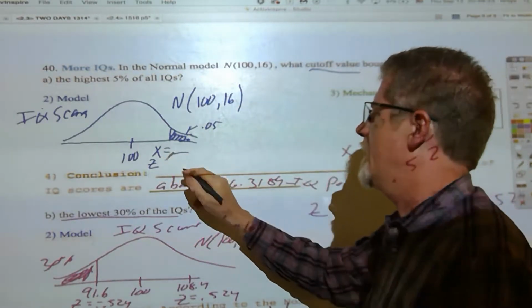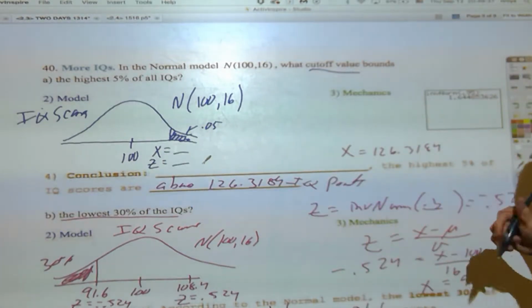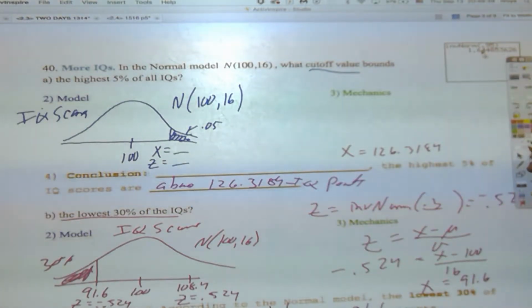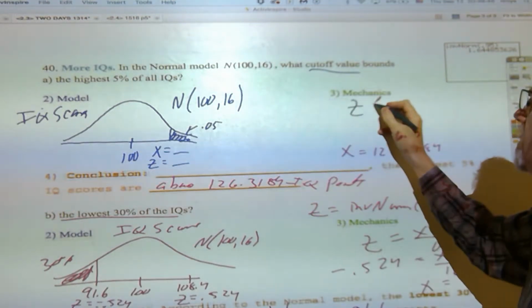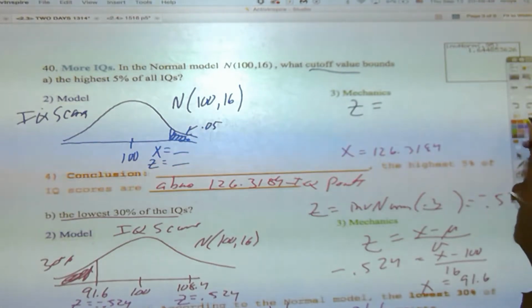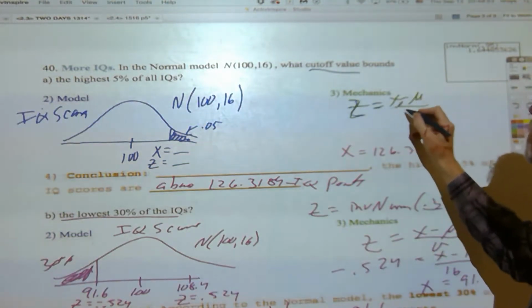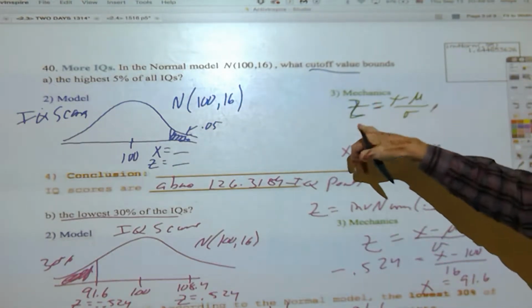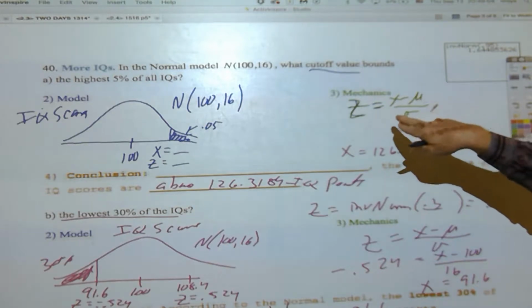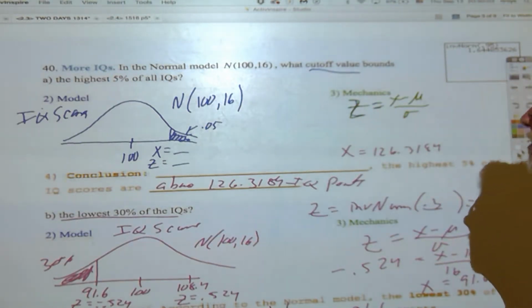So we're going to have to solve for x. And to get x, we're also going to have to use z. Keep in mind what we have access to. We have access to a formula in mechanics, the one we've been using all week. Z equals x minus mu over sigma. And we need a z-score. We know mu and sigma, but we don't know x. We can find z using inverse normal.